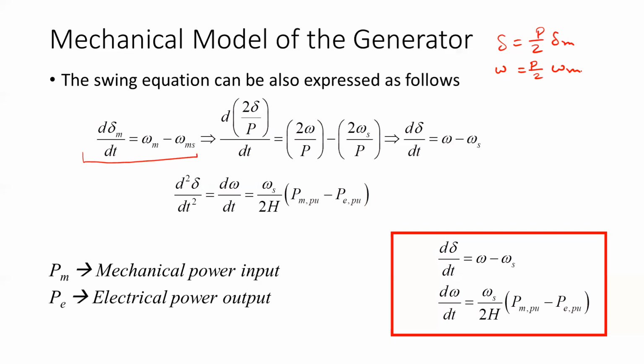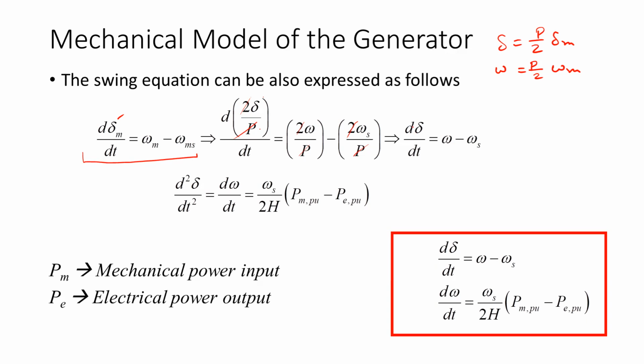If you plug in this relationship, for delta m you will get twice delta by p, where this delta is now your electrical quantity, by dt is equal to twice omega by p minus omega ms. This omega was your mechanical omega; now it is your electrical omega, and instead of omega ms it is only omega s. In all these cases, the p's get cancelled out. So you are left with d delta by dt is equal to omega minus omega s. Clear up to this?